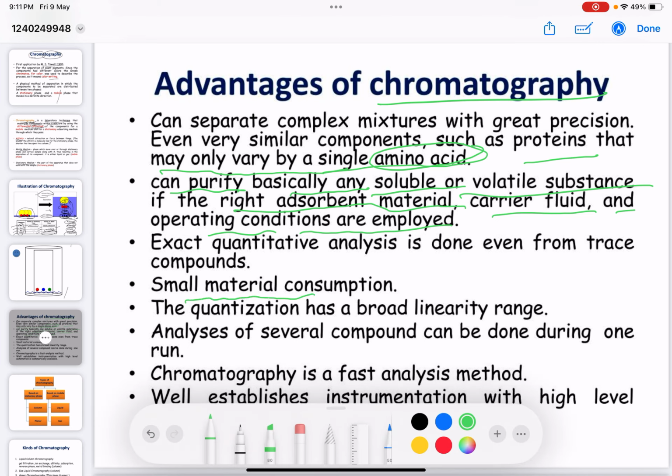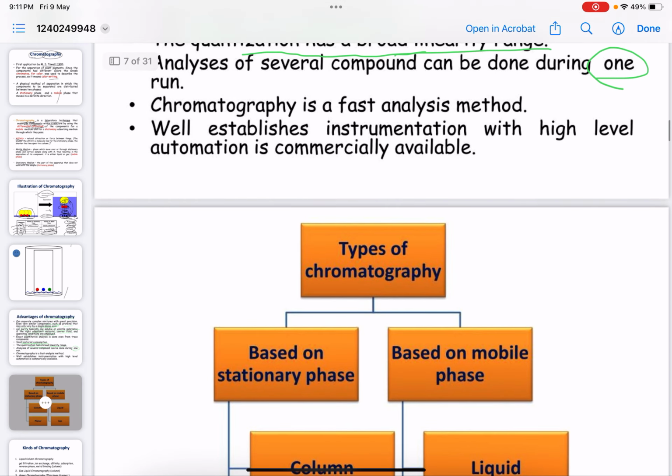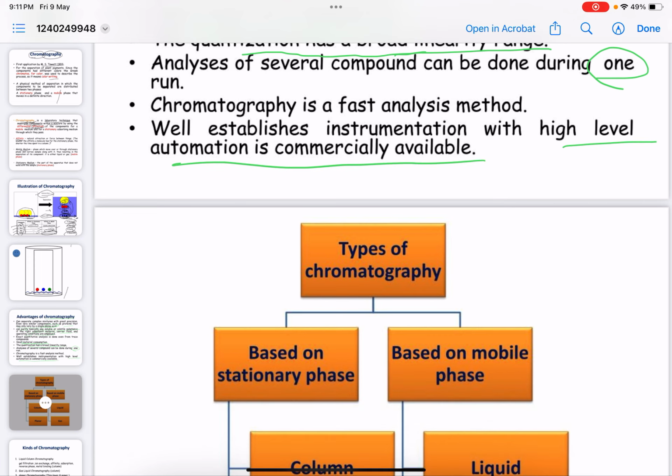Next, we have small material consumption. This is the advantage of chromatography: only a small amount of material is required. Quantization has a broad linearity range, right? Analysis of several compounds can be done during one run, right? Chromatography is a fast analysis method, and well-established instrumentation with a high level of automation is commercially available. So we can do this experiment on a large scale.